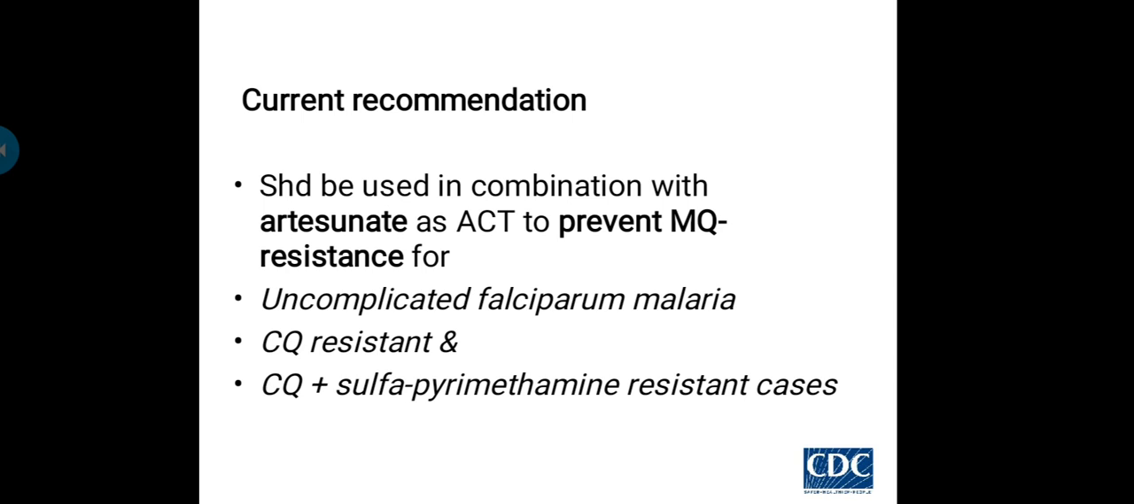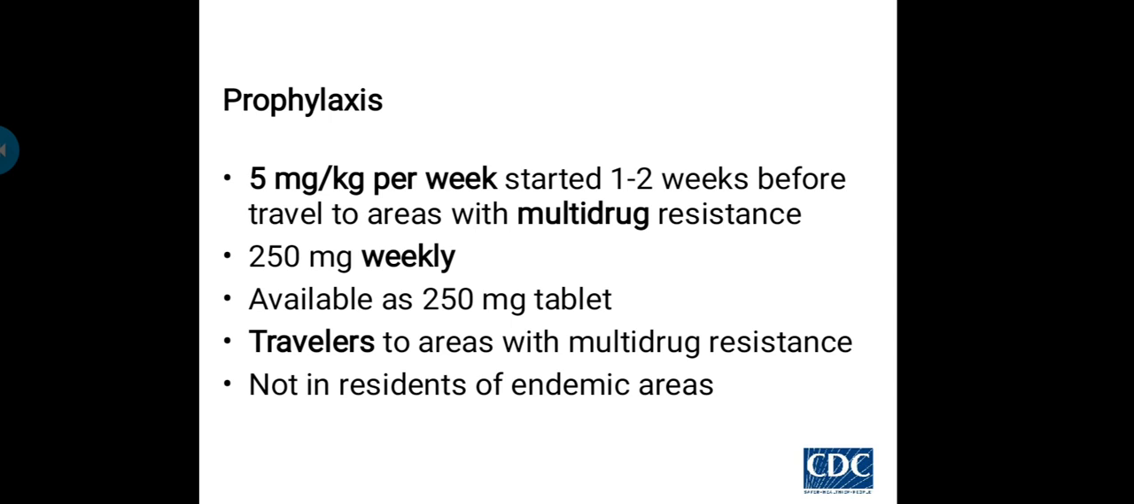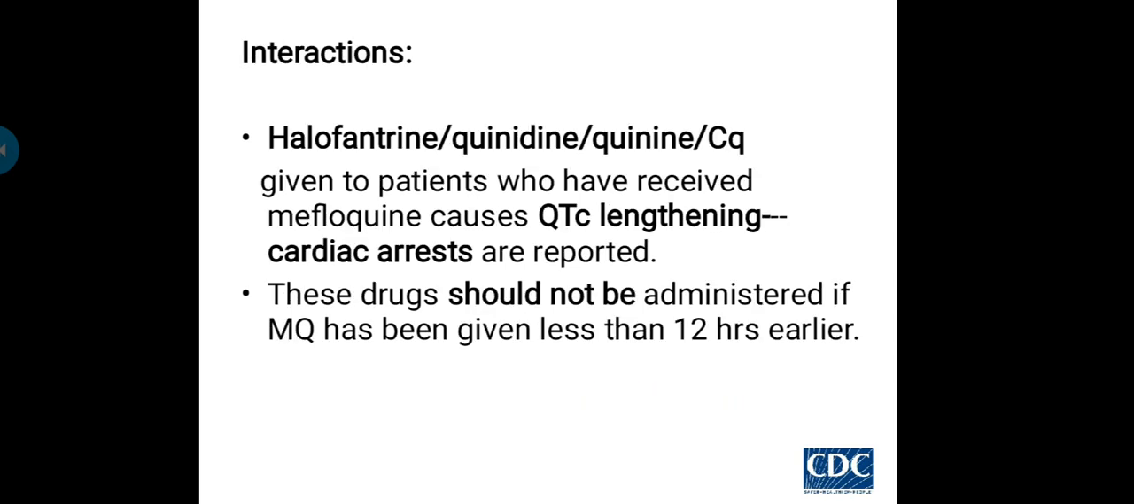plus mefloquine. And there we can use it in uncomplicated falciparum malaria, and also in chloroquine-resistant and chloroquine plus sulfadoxine-pyrimethamine resistance cases. So when there is falciparum malaria, or even vivax malaria, when chloroquine is resistant, we can use mefloquine. 250 milligram weekly, we have discussed in the introduction.